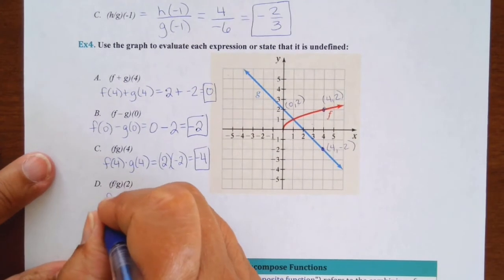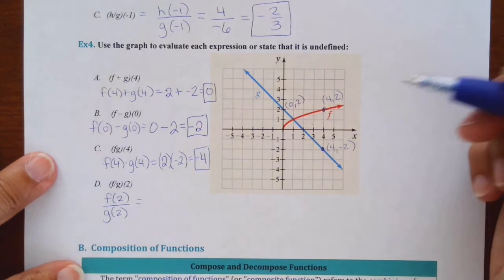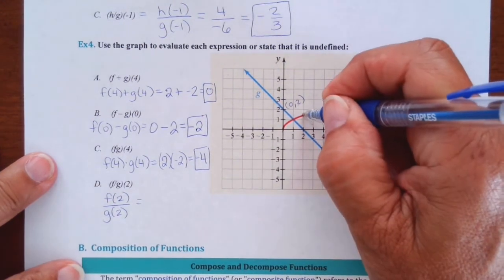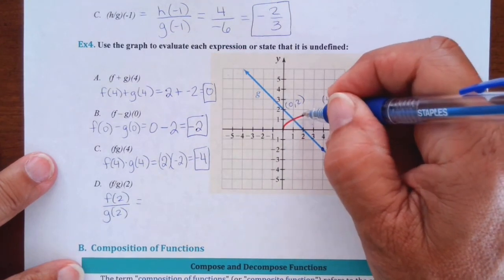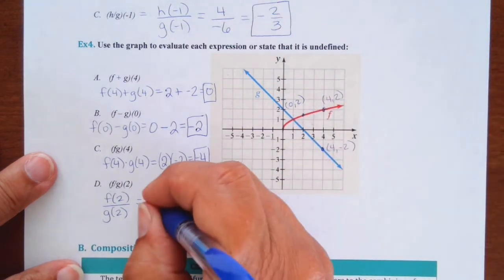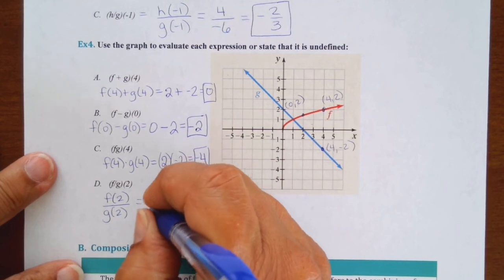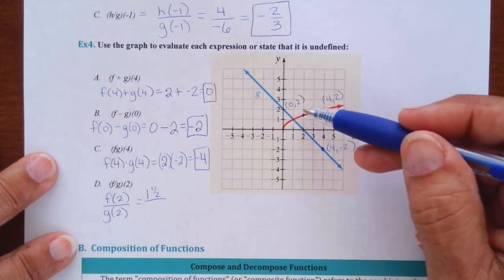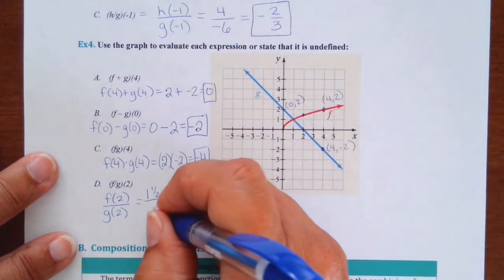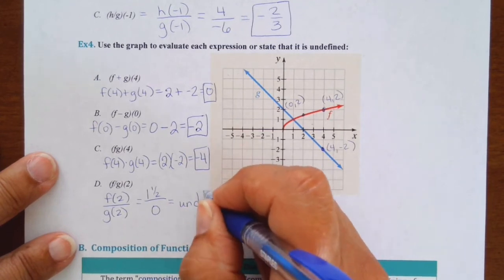And lastly, we're going to divide f of 2 divided by g of 2. All right, so let's go to f at 2, which is right about here. So let's call that 1.5. Okay, that's the ordered pair 2, comma 1.5. So we'll put 1.5 here. And then divided by g of 2. Well, g of 2 is 0, right? That's the ordered pair 2, 0. So it doesn't really matter what's up here. We cannot divide, so that would be undefined.